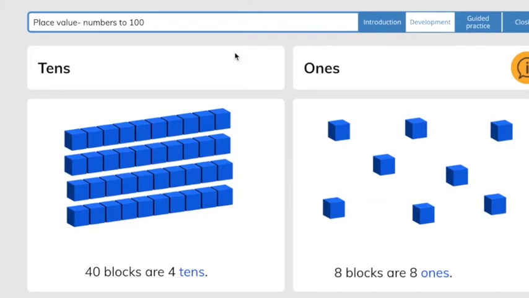So we have 4 tens. And let's count how many ones we have. 1, 2, 3, 4, 5, 6, 7, 8. So we have 4 tens and 8 ones. That means that our number is 48. We have 48 blocks in all.